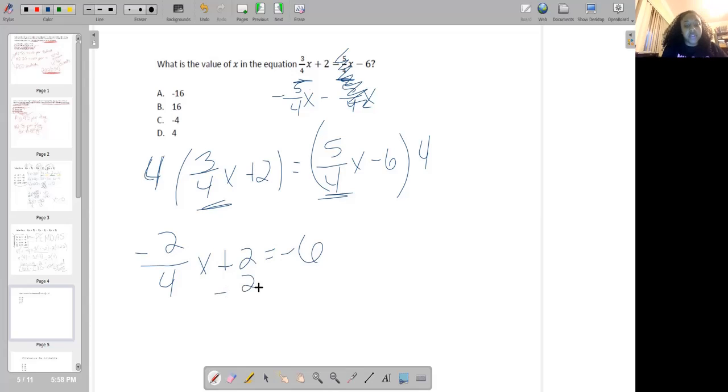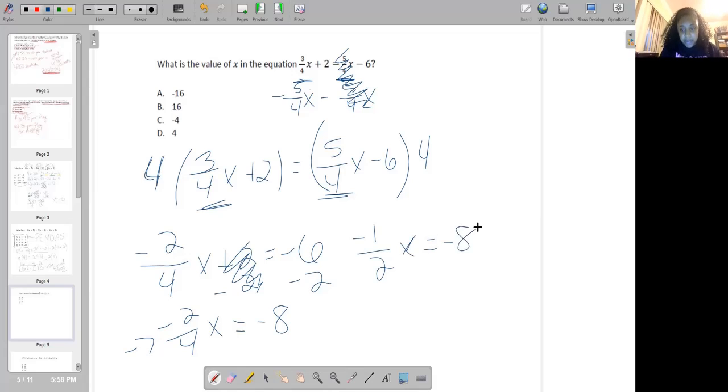So now I need to subtract 2 from both sides because I need to get that variable term by itself. So that's going to be -2/4 x equals -6 minus 2, which is -8. Now, if you notice, -2/4, I can reduce that. I can divide both top and bottom by 2, and that's going to give me 1/2. So I'm going to put -1/2 x is equal to -8.